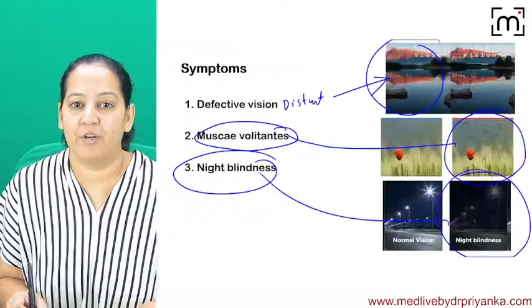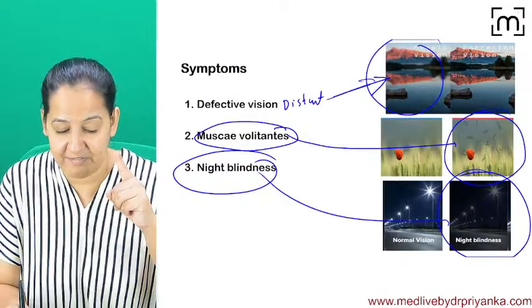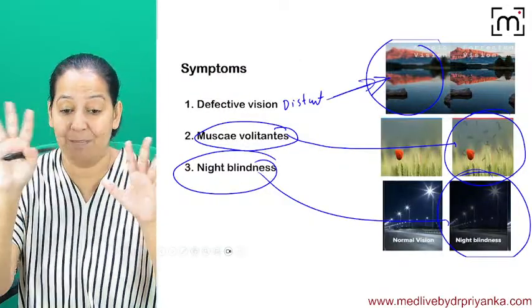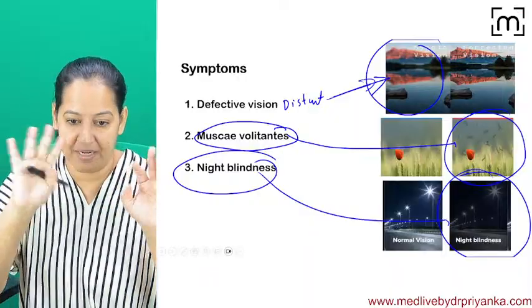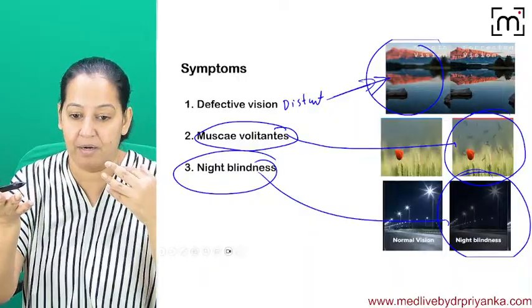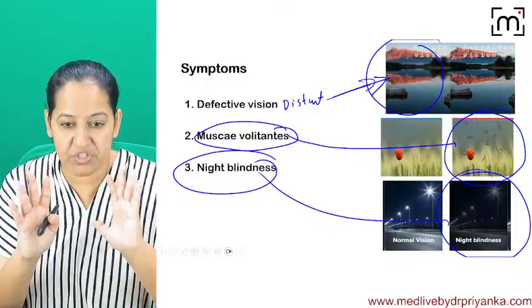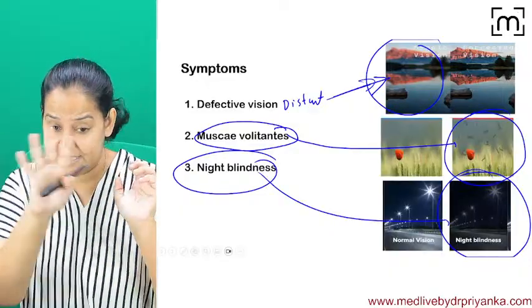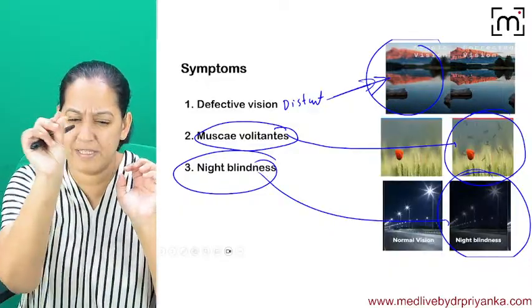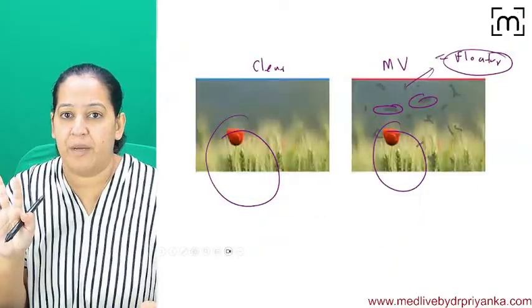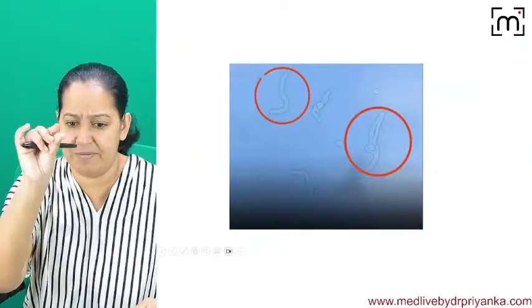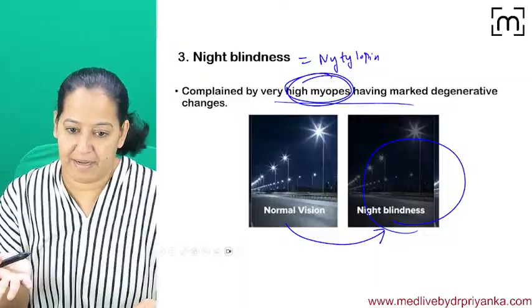So the patient will complain, doctor, I'm having defective distant vision. When I see the blackboard, it's blurred. When I see the cinema, it's blurred. When I see the mountains, it's blurred. I can't see the stars in the sky, but my friends say they can see. Distant vision is defective. Or I can see floaters all the time, something transparent, small, of irregular shape. There is no particular shape of them. Or there is night blindness. So these are the symptoms.